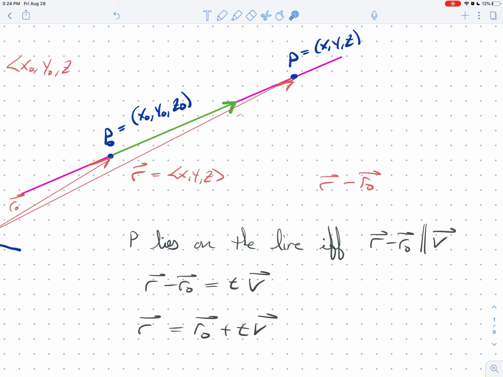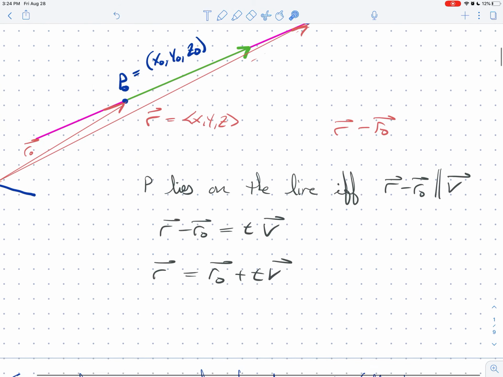If t equals 2, you're going to go out 2 multiples of v out to there. If t equals a half, then p is going to be right there. If t equals negative a half, then p is going to be right there. So by controlling t, you pick up every possible point on this line. You can hit them all. So that is what's called the vector equation of this line.